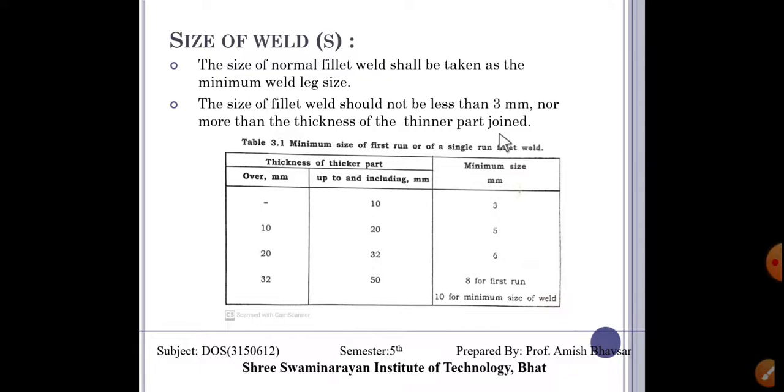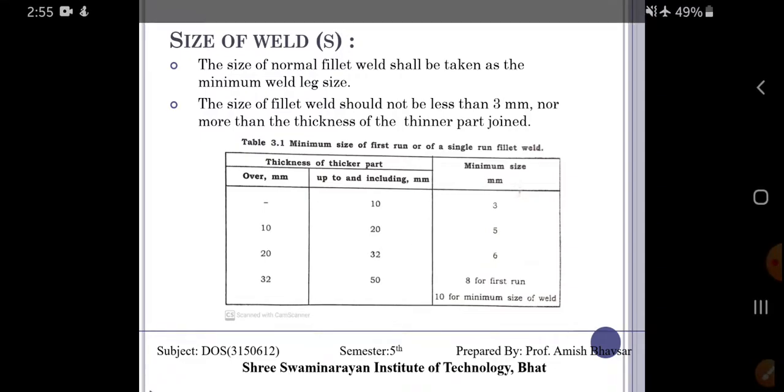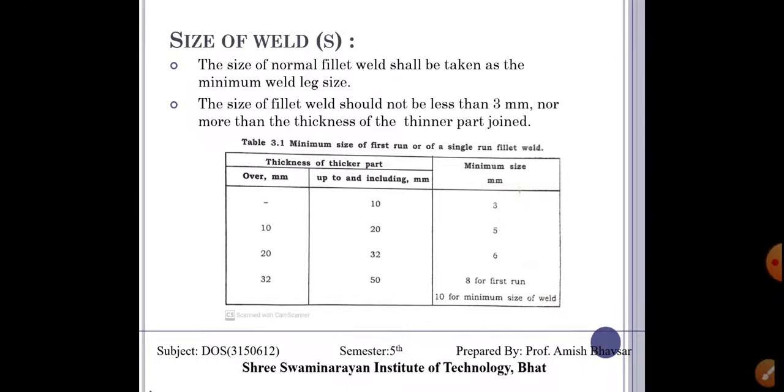Here we can never weld less than 3 mm, but up to where can we go at maximum? As much as the thickness of the member, that is, the smallest thickness of the two plates which we have to connect by welding. So if our plate size is up to 10 mm, then the minimum size should be 3 mm. If our plate is from 10 to 20, then minimum 5 mm welding should be there. 20 to 32, then 6 mm. 32 to 50, then it is 8 mm. Right? 10 mm for the minimum size of welding. Clear? So this kind of minimum welding should be used for each and every welding connection.